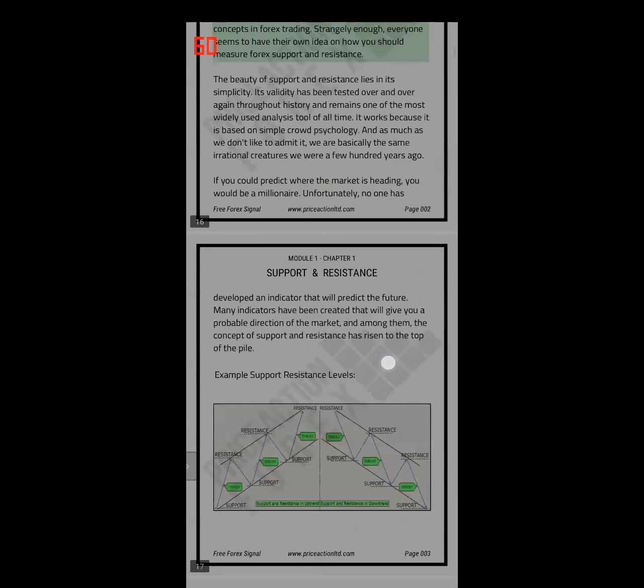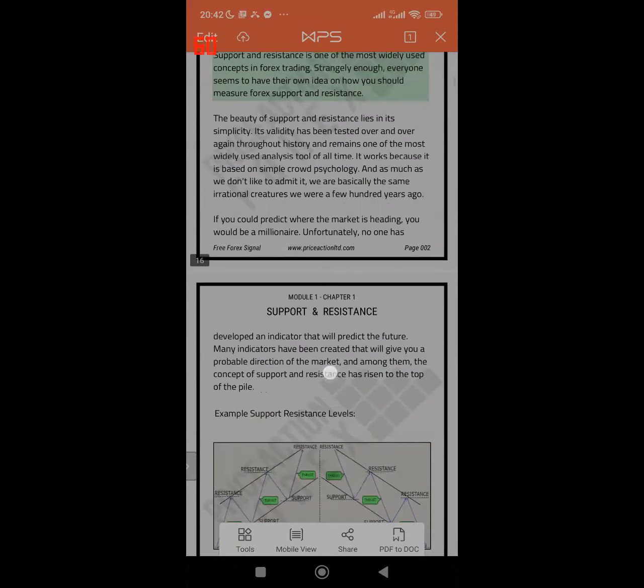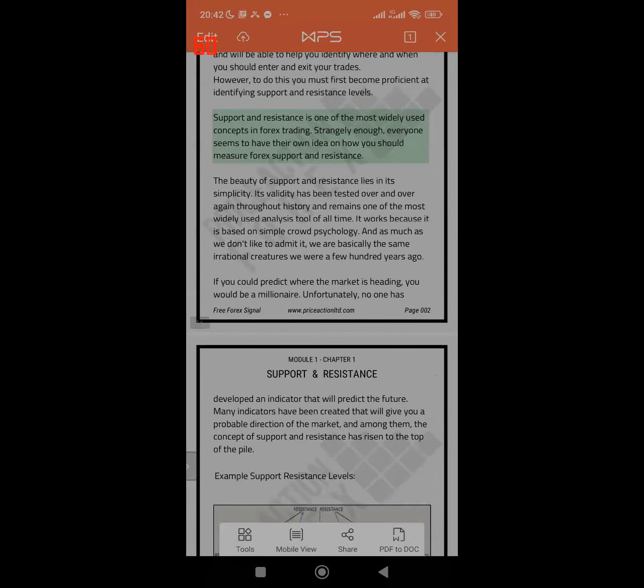At this point, I'm going to use my own words, because if I start reading what is written in this book, you might find it confusing. So I'm going to use what I know about support and resistance to explain to you guys. When you talk about support, I'm going to use house construction as an example.